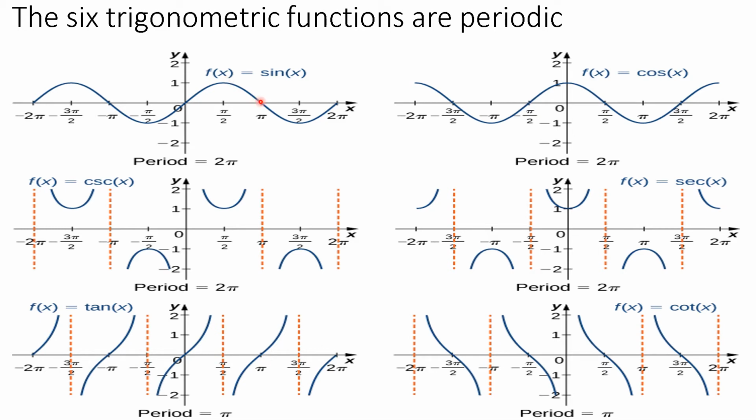As x increases from pi to 3 pi by 2, y continues to decrease from 0 to -1. As x increases from 3 pi by 2 to 2 pi, y increases from -1 to 0.